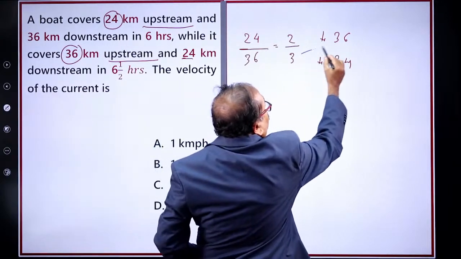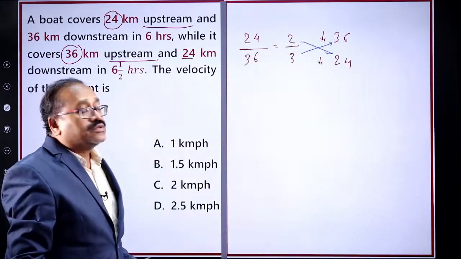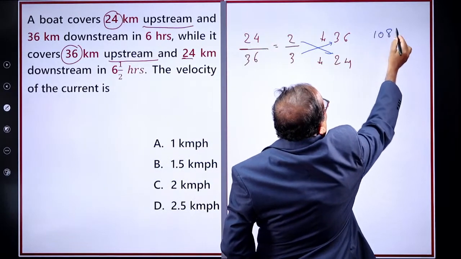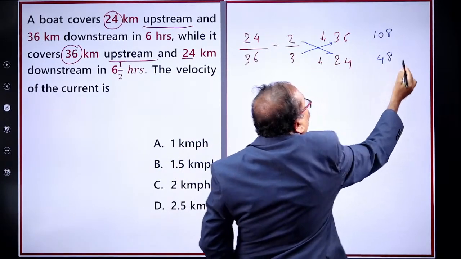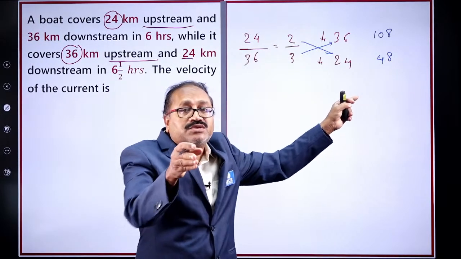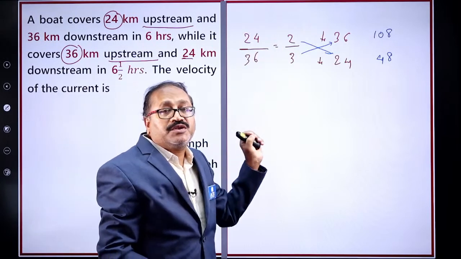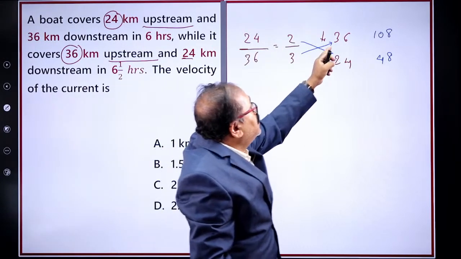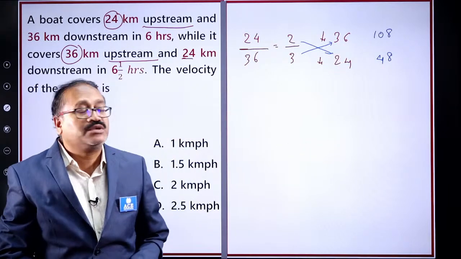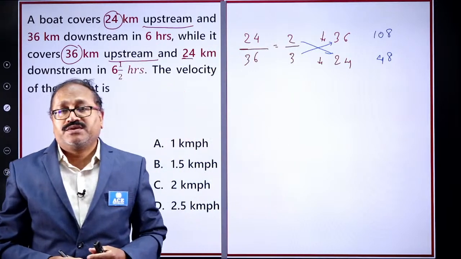Learn this part. You will avoid a lot of calculation here. So what does this multiplication come to? That comes to 108, and here it comes to 48. These are all the downstream distance. You will get the downstream speed. So are you understanding how we got the 2/3? I will explain if needed. Then this is 36 km downstream and 24 km upstream. We have taken the ratio of this and gone for cross multiplication.